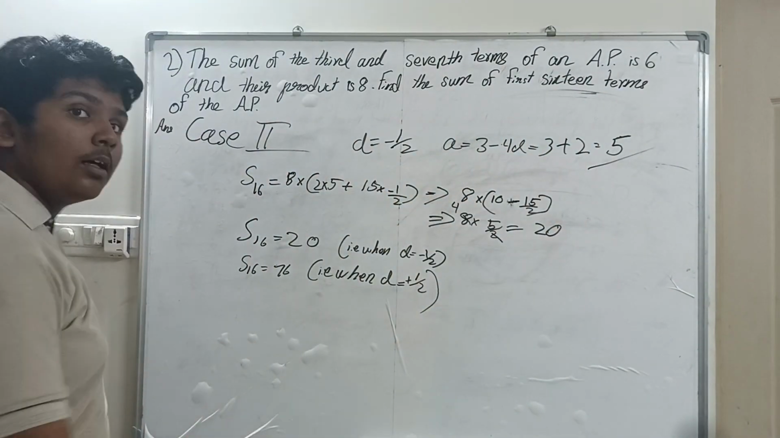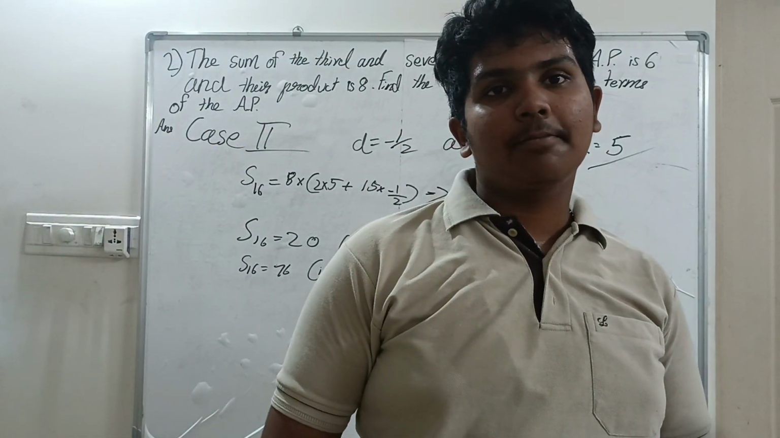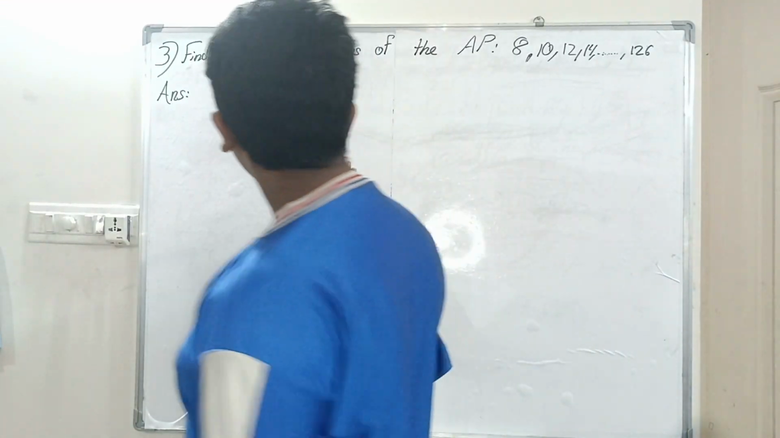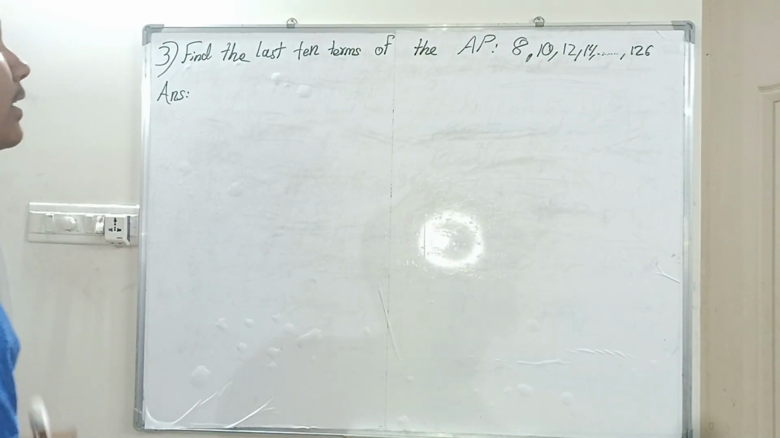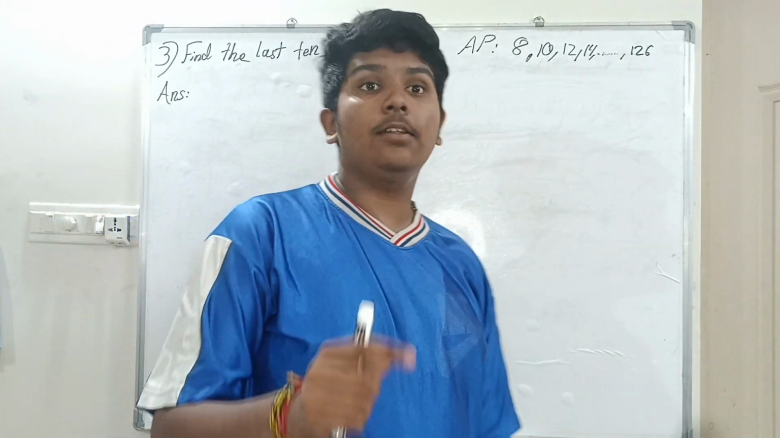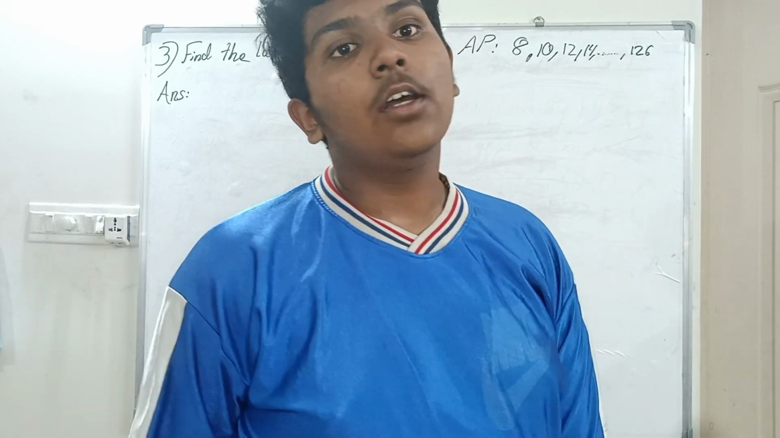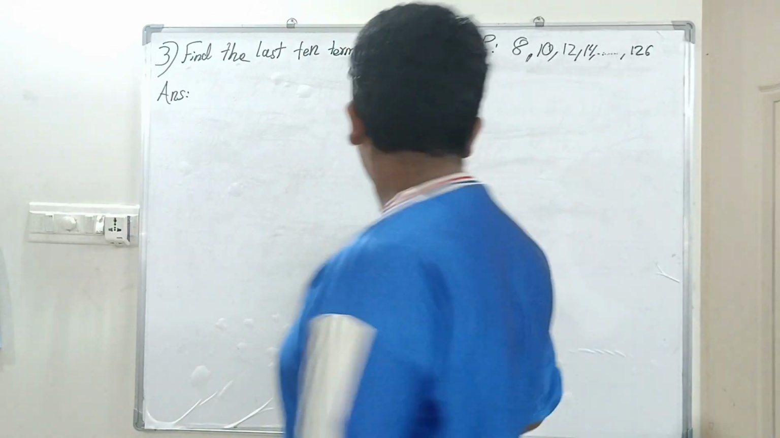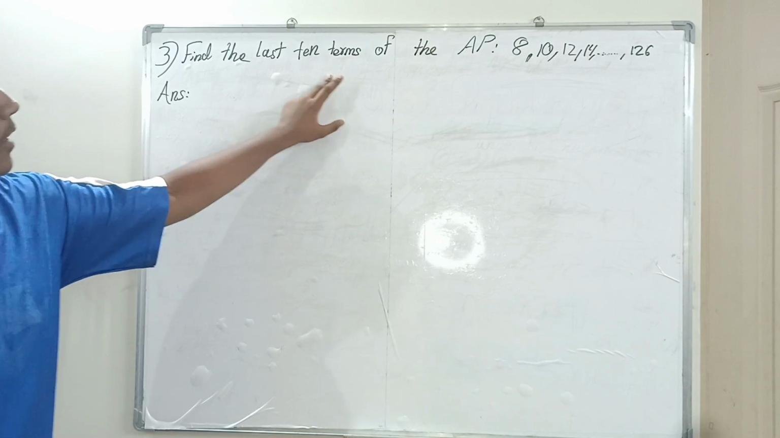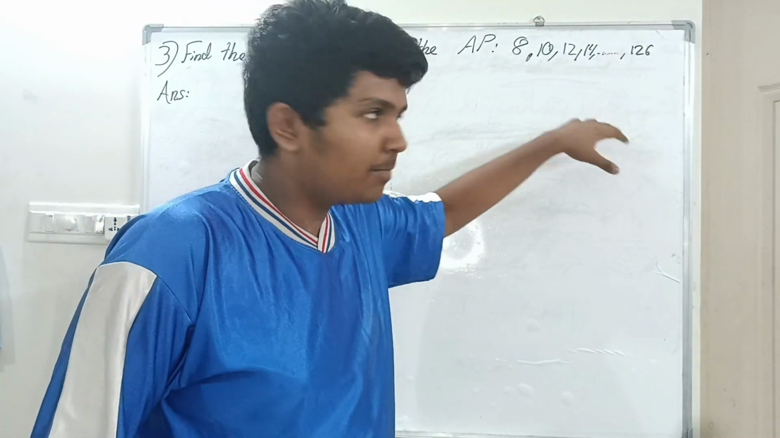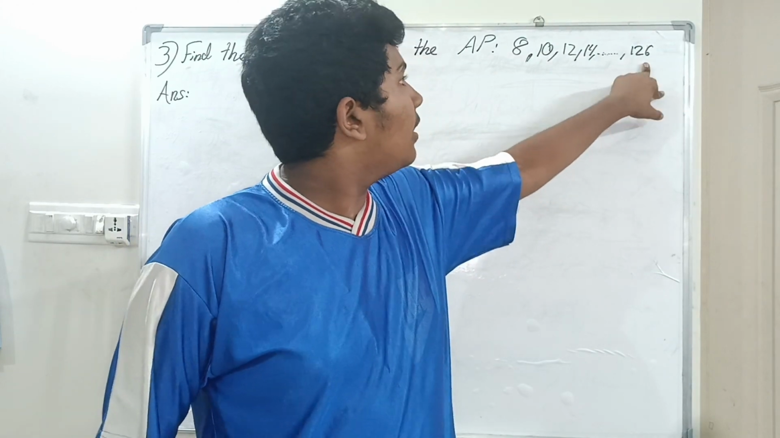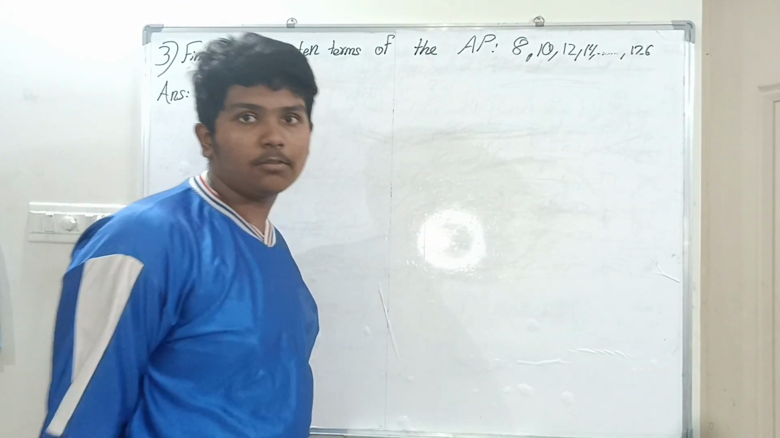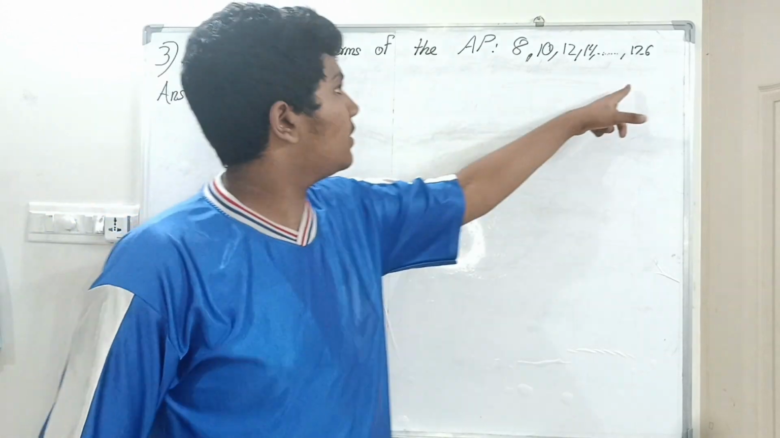So now let's do the third question. Okay, now the third question, find the last 10 terms of the AP 8, 10, 12, 14, and so on to 126. So what does this problem say? Tell me, what does the problem say? The last 10 terms. But here they have the first 5 here. First 10 will be there. And they are asking the last term. So they are telling that this is the starting. So the last is the starting part.